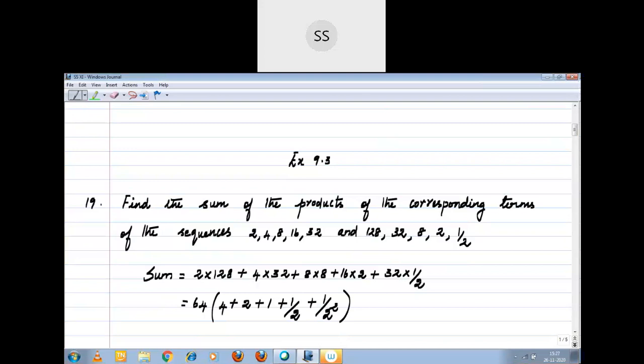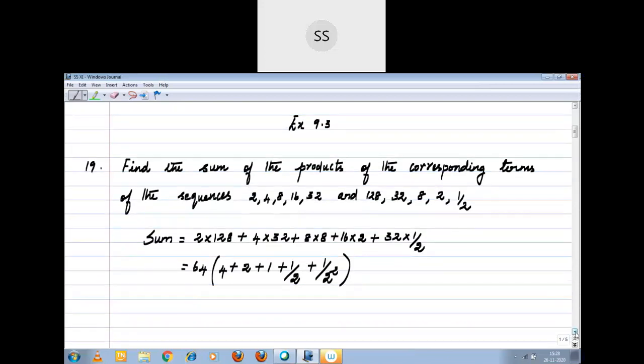Without affecting the previous step, I modify the format as 64 into 4 plus 2 plus 1 plus 1 by 2 plus 1 by 2 square. The bracket represents our GP. How can I say? Second term divided by first term, what can I get? 2 by 4, 1 by 2. Then third term divided by second term, fourth term divided by third term, fifth term divided by fourth term. The same result I am getting. The common ratios are equal. That's why I said it represents GP.